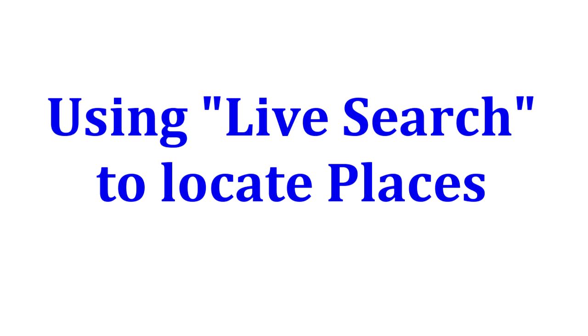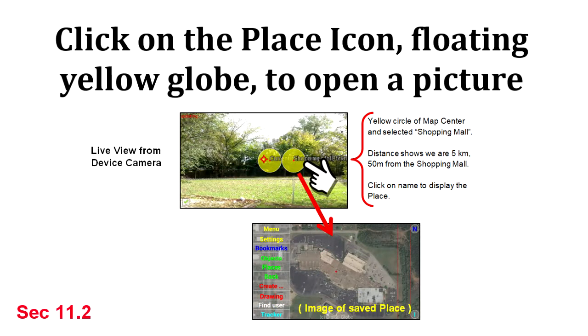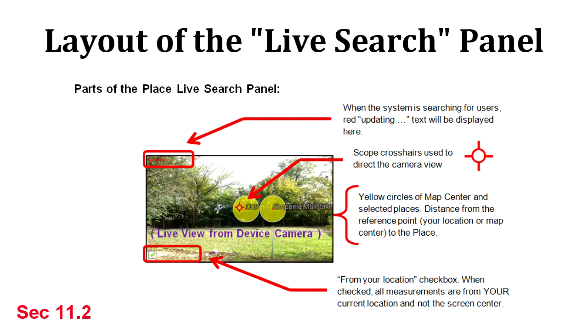Using live search to locate places. This is the same type of live search feature. You hold your phone, scan the distance, and within a certain radius you can review live search items. So look at the layout of the live search panel.